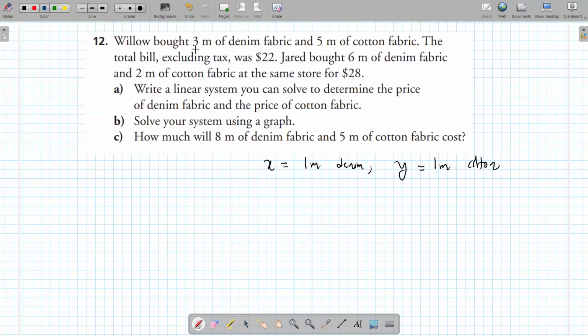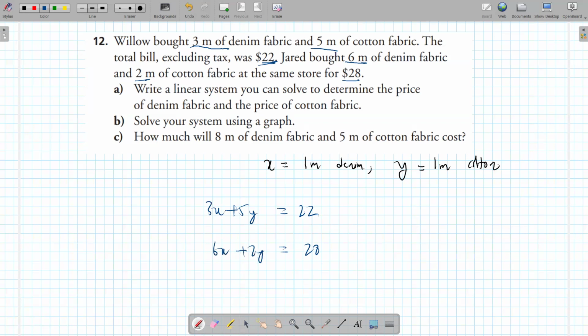So you're going to get two equations. He bought 3 meters and 5 meters. The bill was 22. And then he bought 6 meters and 2 meters and the bill was 28. What are the two equations? 3x plus 5y equals 22. Yeah, 3x plus 5y equals 22. What about the other one? 6x plus 2y equals 28.